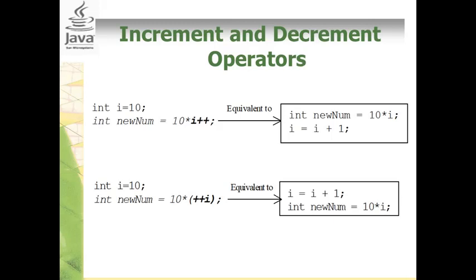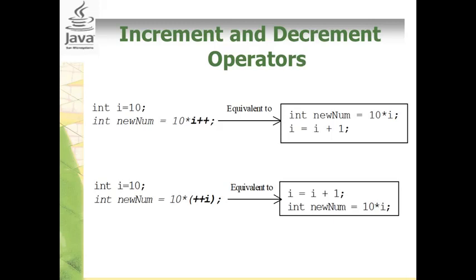Integer I equal 10 means we store 10 to I. Then we have integer new num equal to 10 times I plus plus. Okay, as previously, we process the right side of equal. That means we process 10 times I plus plus. What I want you to know is, although we mentioned that I plus plus means we add 1 to I, if plus plus is at the end, we perform the calculation first. Then we add to the I value. That means in that case, we perform the calculation 10 times 10.